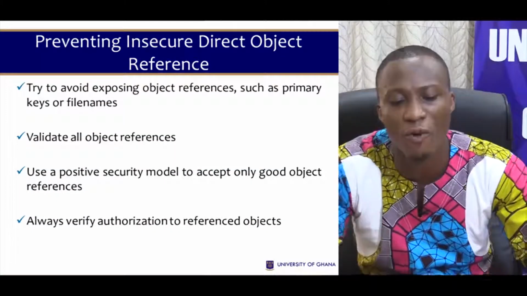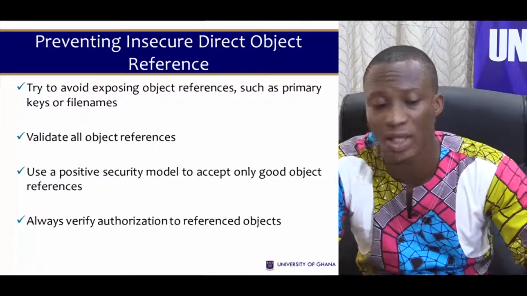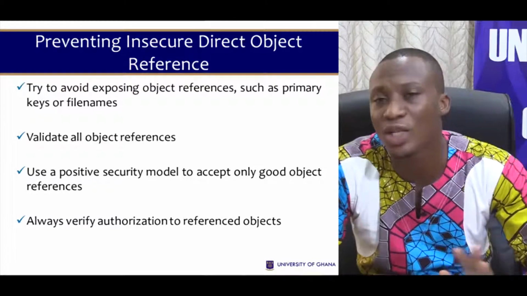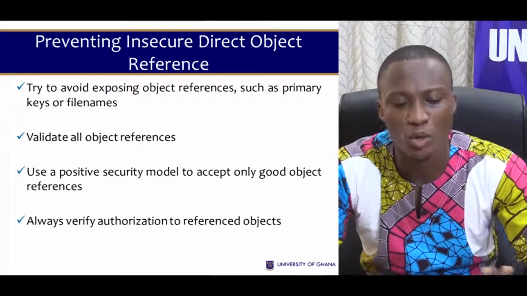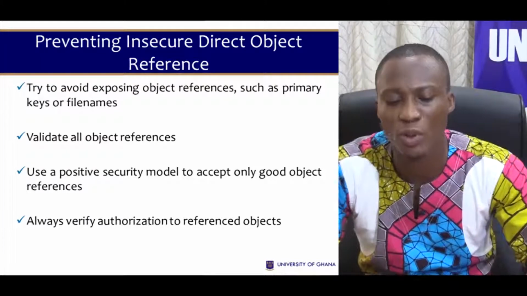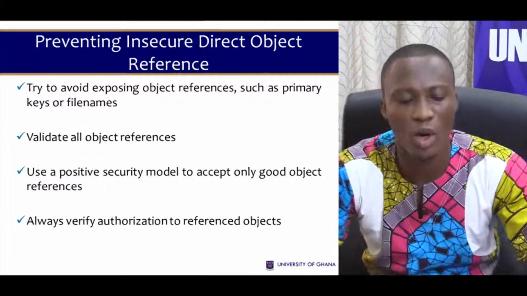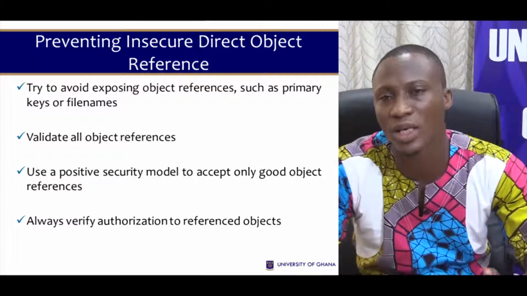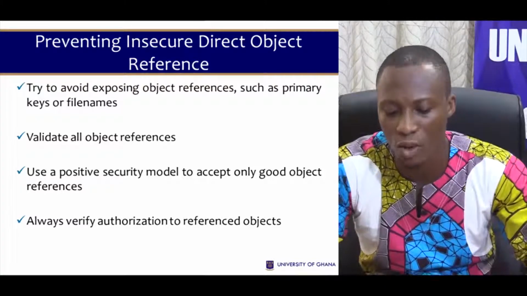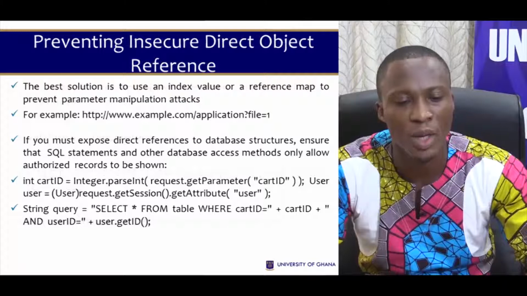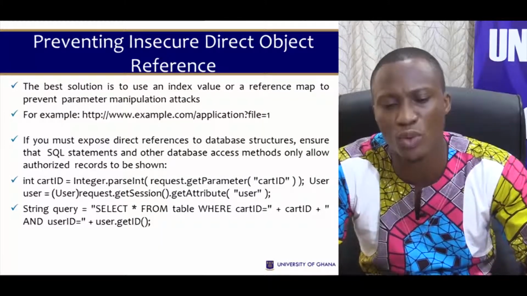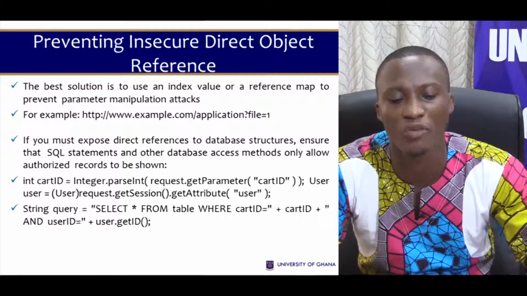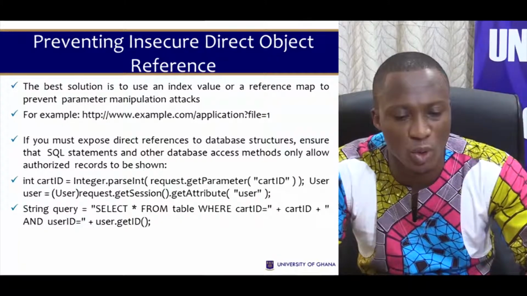How do we prevent insecure direct object reference? We have to avoid exposing object references such as primary keys or file names. Validate all objects and use a positive security model to accept only good object references. And we must always verify authorization to referenced objects. Now, the best solution is to use an index value or a reference map to prevent parameter manipulation. An example is shown down there.